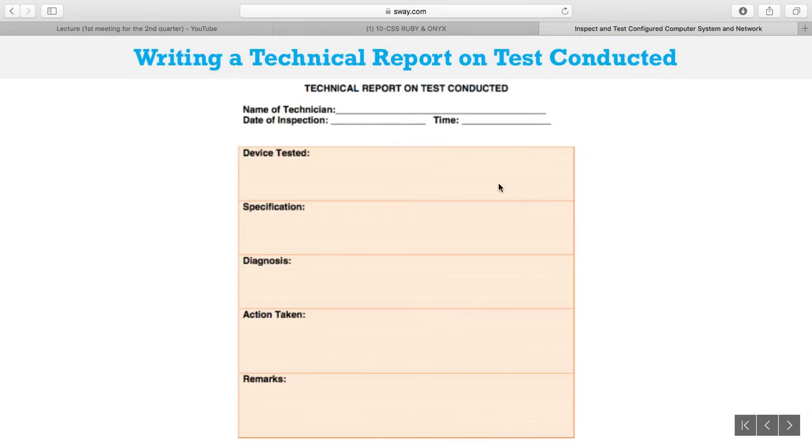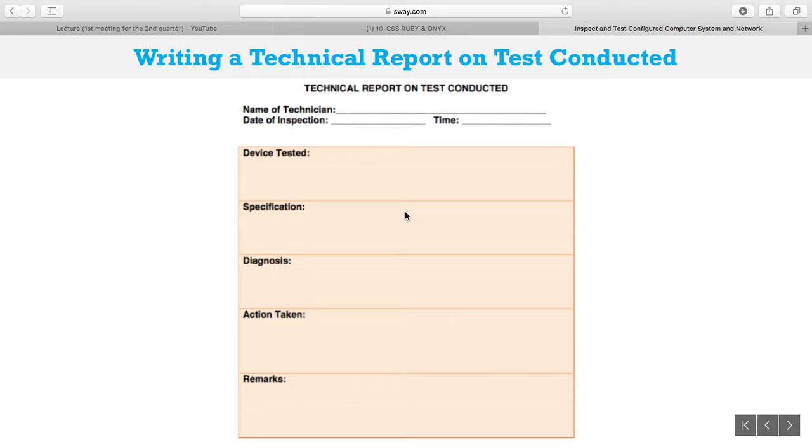Device tested, ano ba yung pinatest sa'yo or ano bang pinarepair sa'yo? Isang monitor ba? Ano ba yan? System unit, mouse, keyboard, printer. Specification, kung monitor siya, ilang inches. Anong klaseng monitor? CRT ba? Yun yung mga bulky. LED monitor or LCD monitor ba? Kung system unit, anong specification ng system unit?